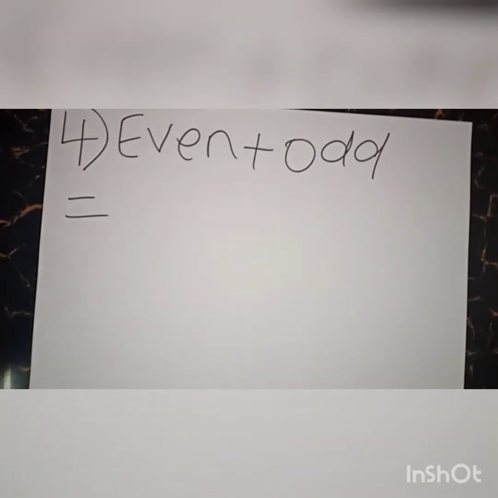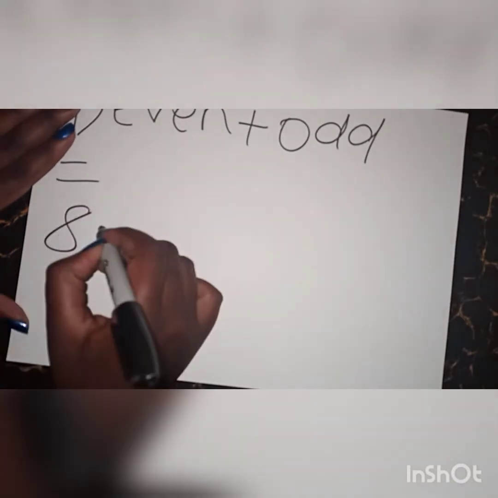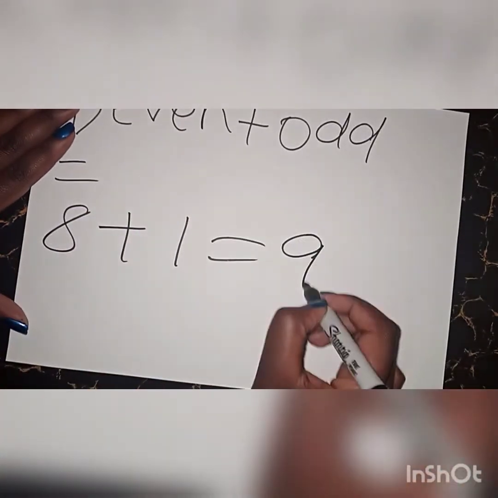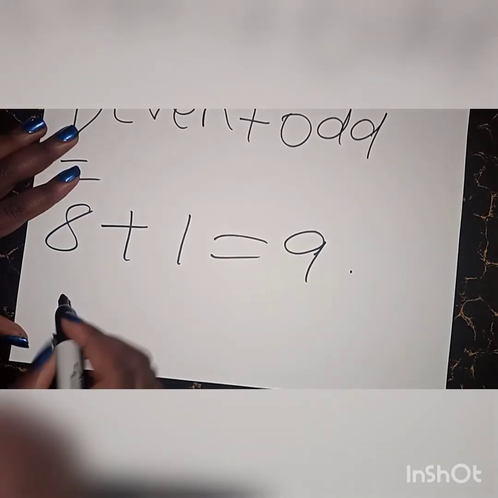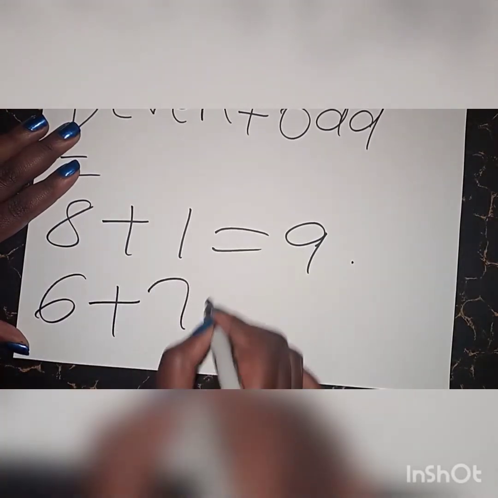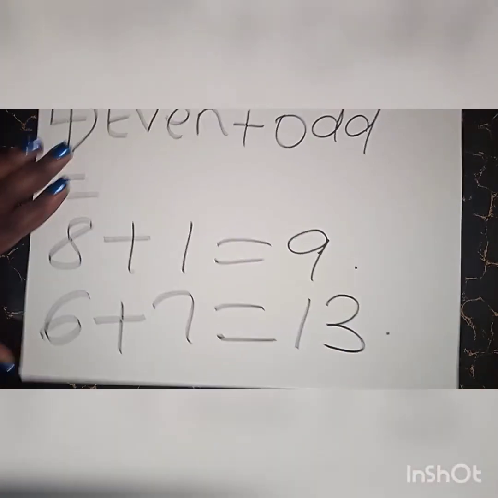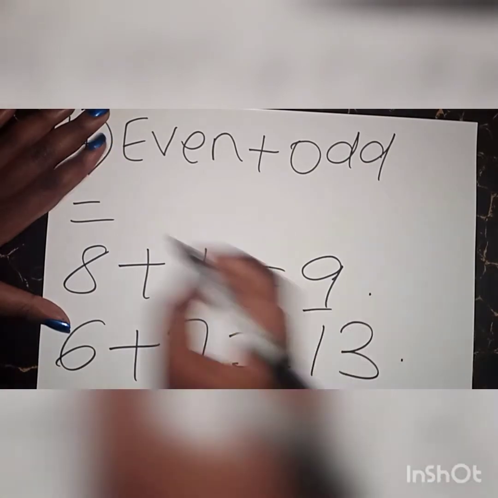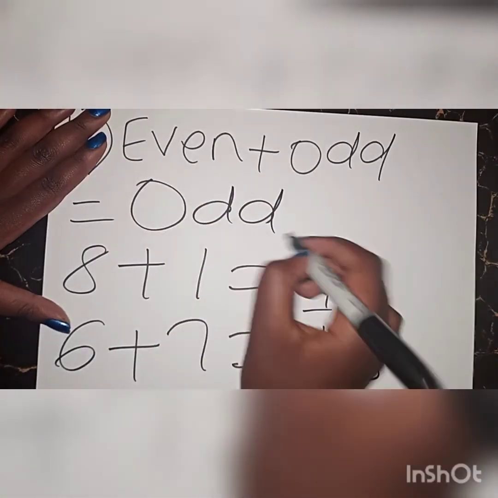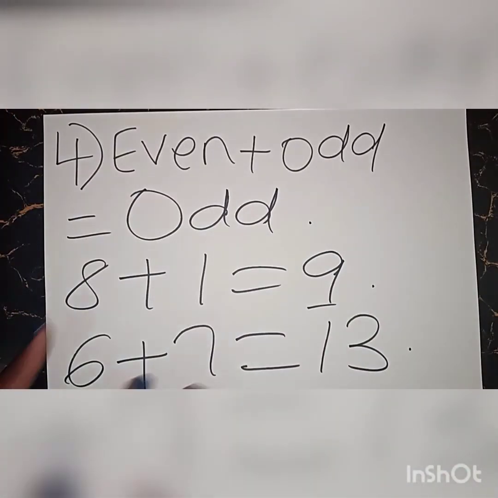So let's look at some examples to see if we can make that conclusion. If we have 8 plus 1, 8 plus 1 is 9, okay? And another example, 6 plus 7 gives us 13. So yes, we can comfortably conclude that even plus odd gives us odd. Are we together? Moving on swiftly.